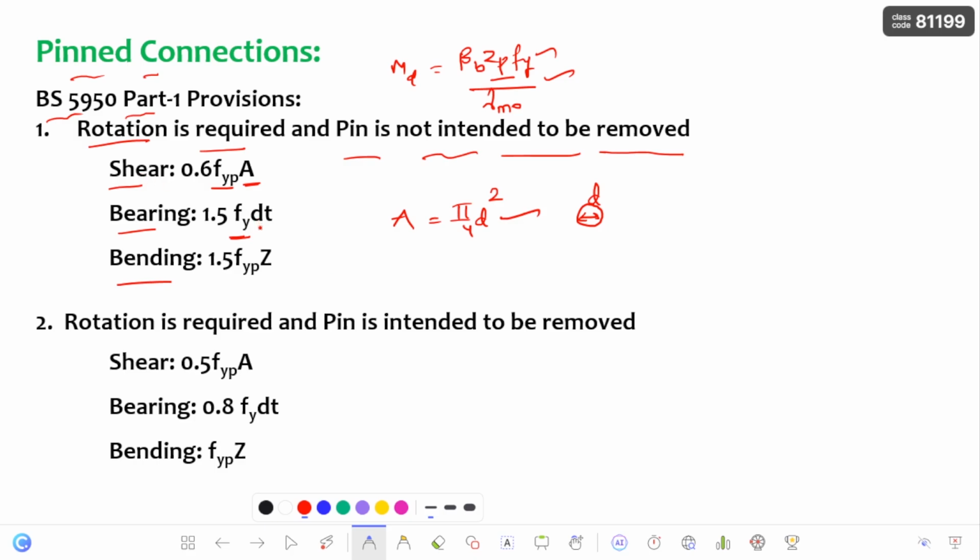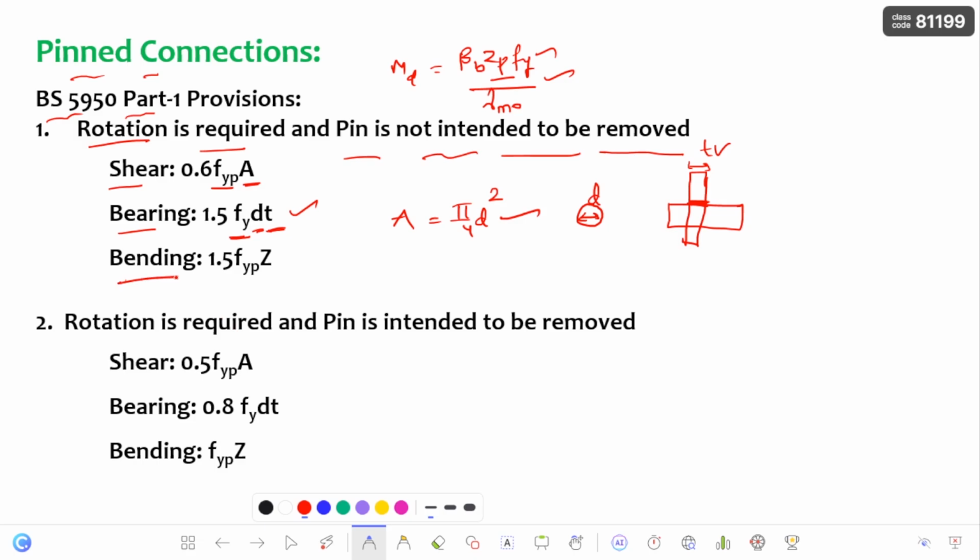Next, D is the diameter and T is the thickness. That means, for example, this is the pin and this plate is connected to this pin, and whatever the thickness, that is the thickness of the plate which is in contact with that pin. That T is what you have to consider in the case of bearing.